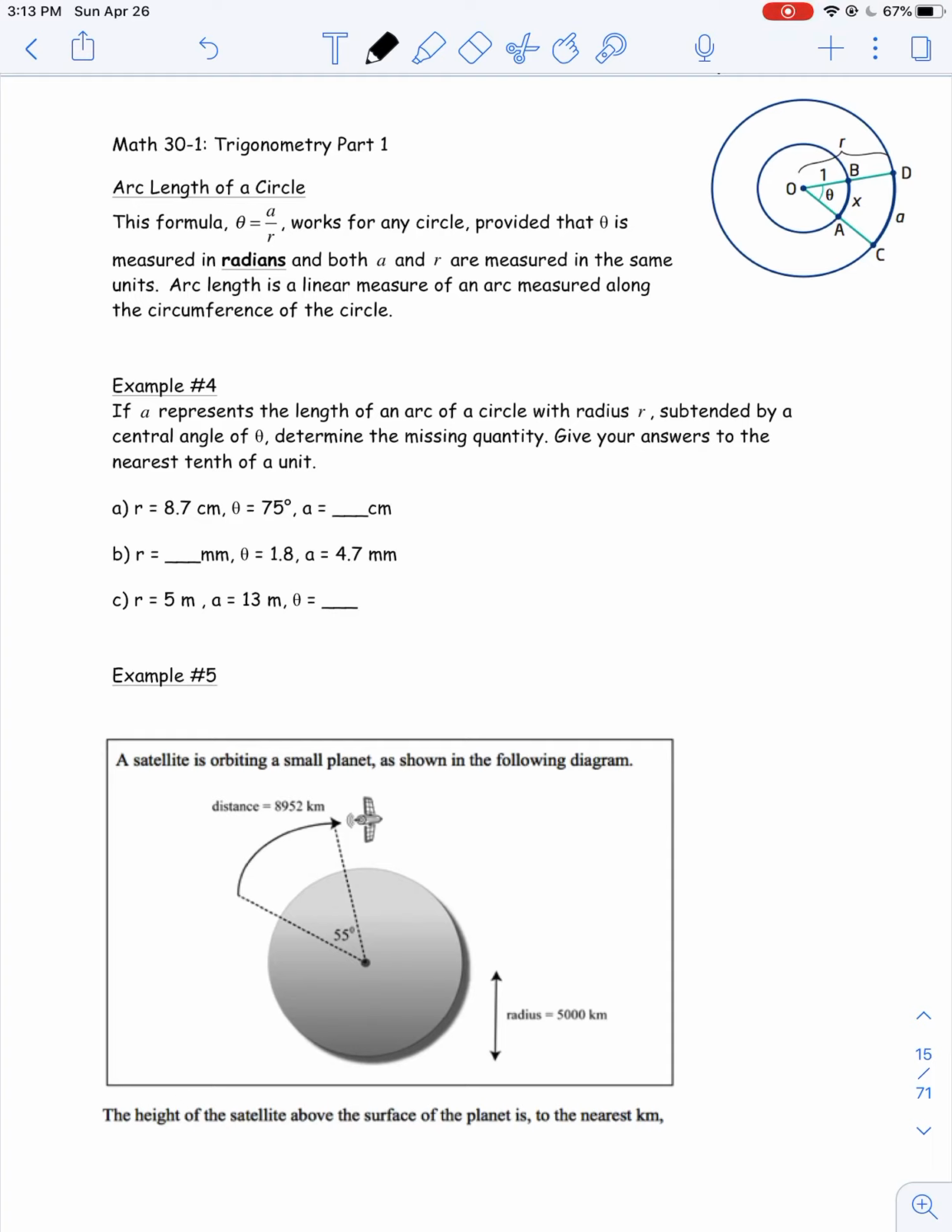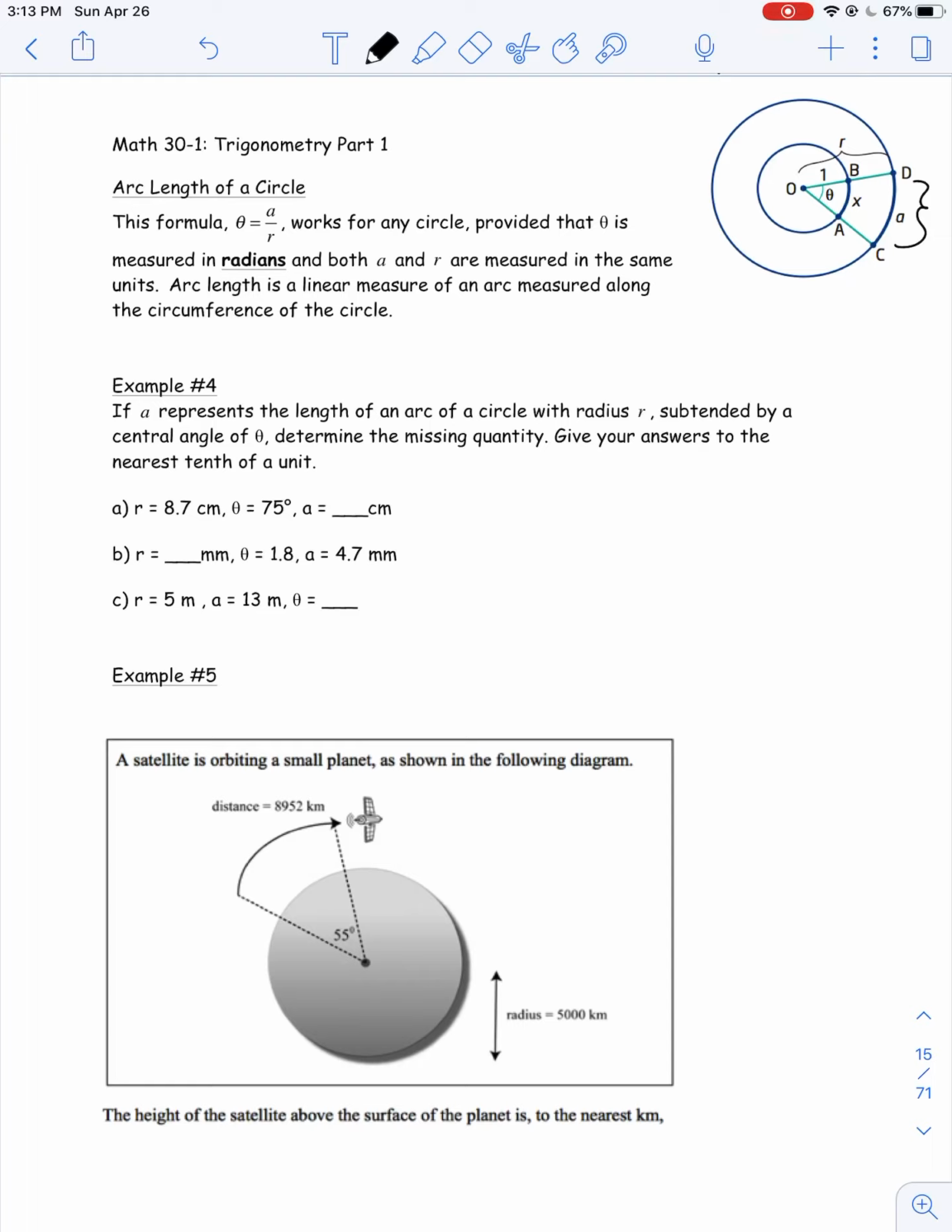So now we're going to talk about arc length. When we are creating that 1 radian, that's creating an arc, which is this distance right here, and we use the letter A to represent it. Now we're going to use a formula where the angle is equal to the arc length over the radius. Those are always equal to each other. The angle that you have in between is going to equal your arc length divided by radius.